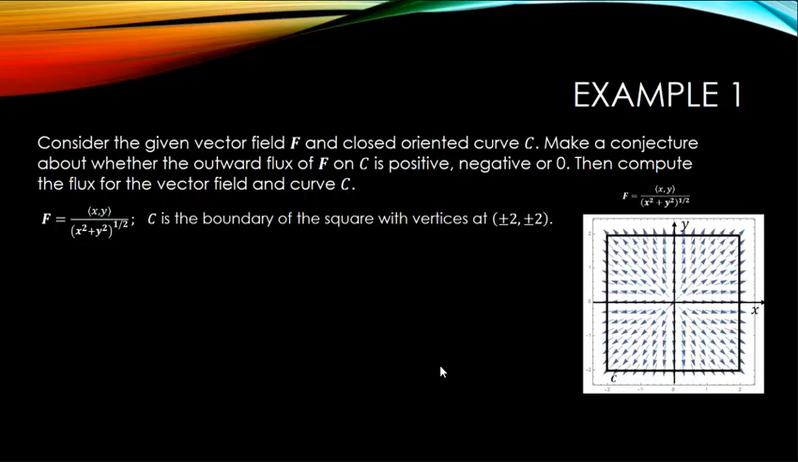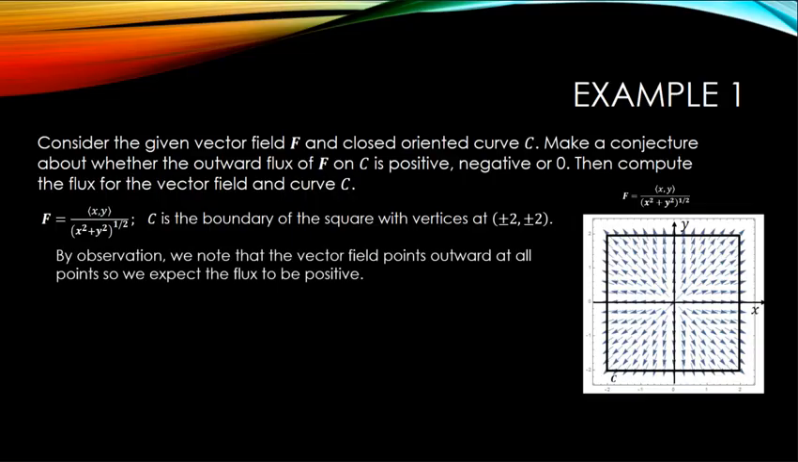In the sketch of the vector field that you see here, you will notice that all of my vectors point outward away from the origin in all directions of my coordinate system, and I'm bounded by my square with side lengths 4 in each direction. By observation, I notice that the vector field points outward at all points, so I'm expecting my flux to be positive on this particular vector field.